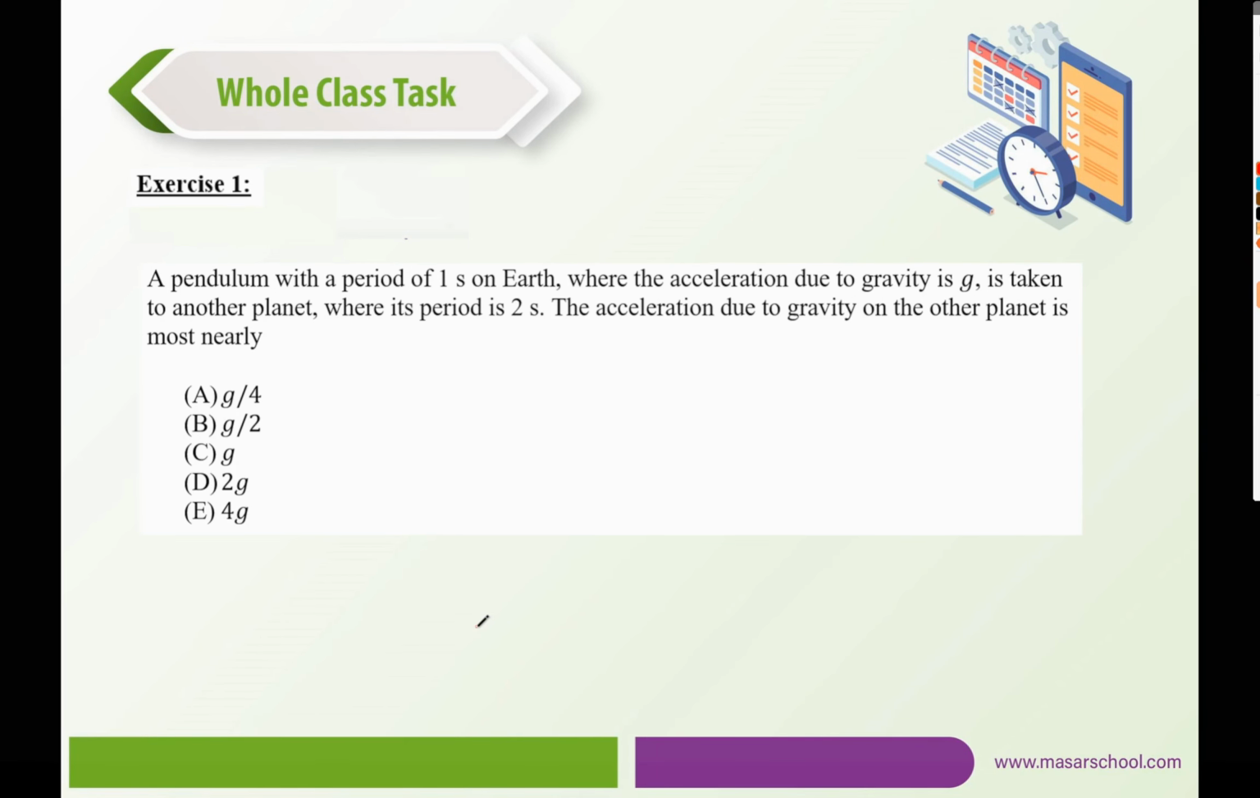And now for the rest of the video, we're gonna solve some exercises. Exercise 1: a pendulum with a period of 1 second on Earth, where the acceleration due to gravity is g, is taken to another planet where the period is 2 seconds. The acceleration due to gravity on the other planet is most nearly. Now, because they didn't mention much about the nature of this pendulum, we're gonna assume a simple pendulum in which the period is given by 2π square root of L over g. And we're interested in determining the value of g on the new planet.